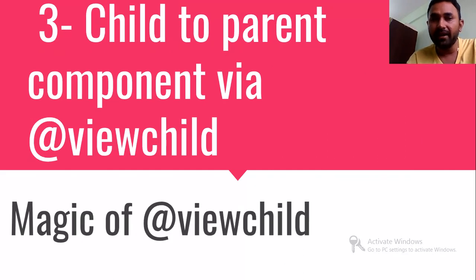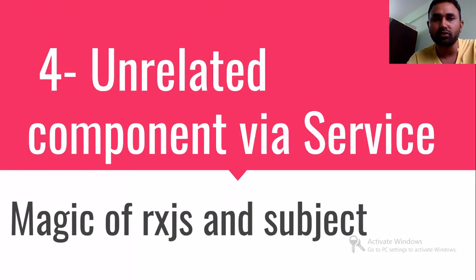Third thing, child to parent component. It is also necessary that we can communicate from child component to parent component, and it can be done via @ViewChild. So we will see the magic of @ViewChild. Fourth, unrelated components via services. So we will see the magic of RxJS and Subject.